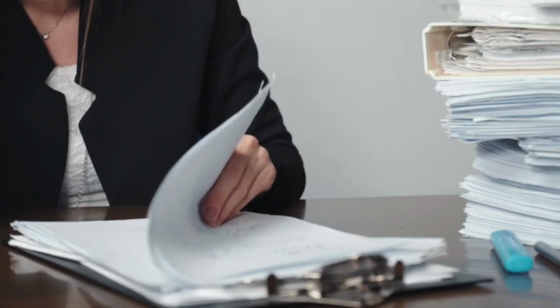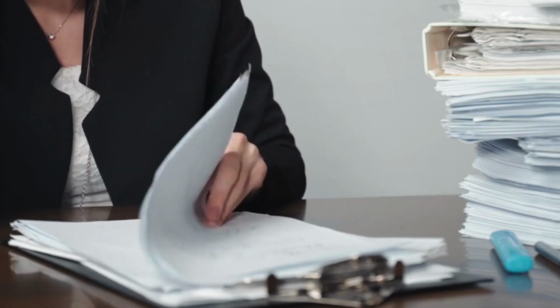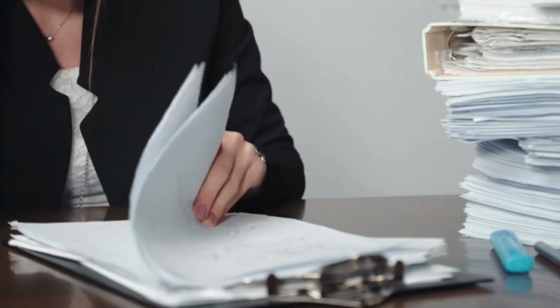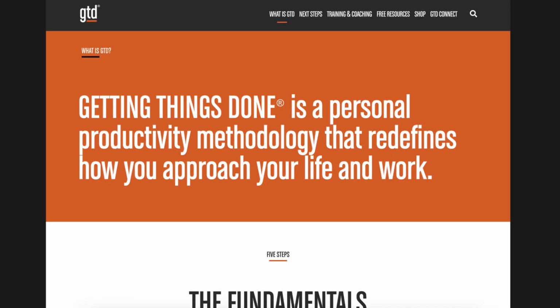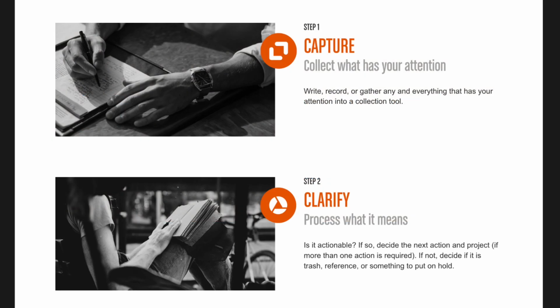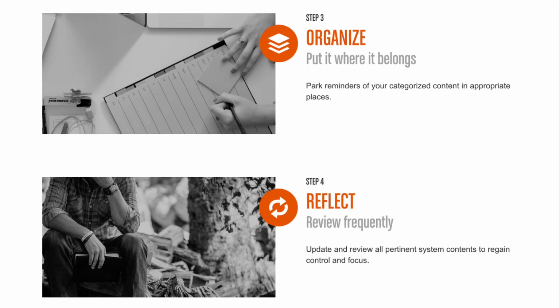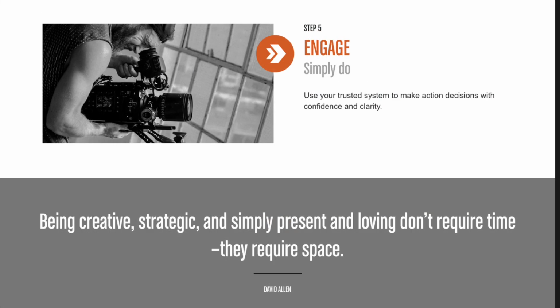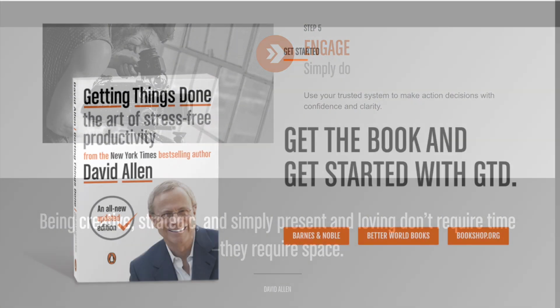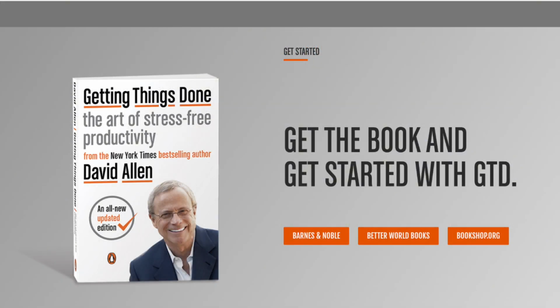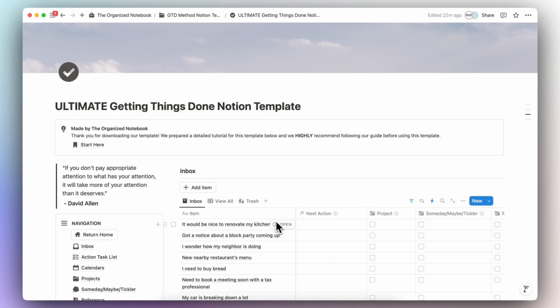Looking for a task and life management system that could allow you to free your mind from mental clutter, like constantly thinking about disorganized to-dos and upcoming tasks? Getting Things Done, The Art of Stress-Free Productivity, written by David Allen, is a groundbreaking productivity system which I highly recommend you to read. In this video, I wanted to share a template tour and tutorial of the ultimate Getting Things Done Notion template, which is inspired by this book.